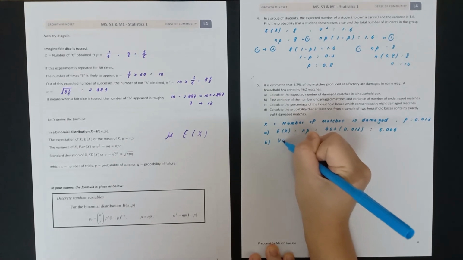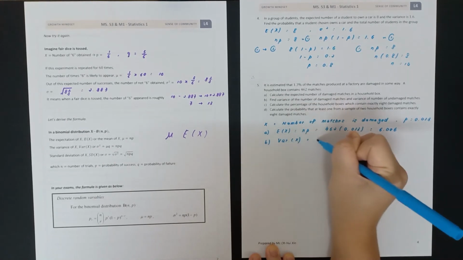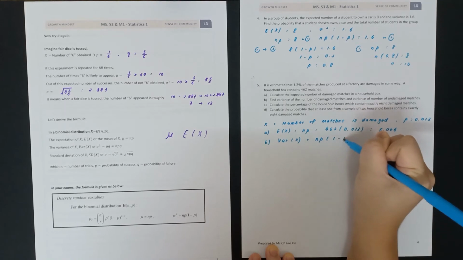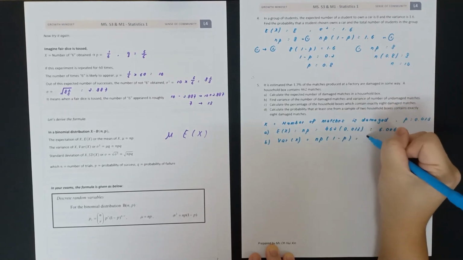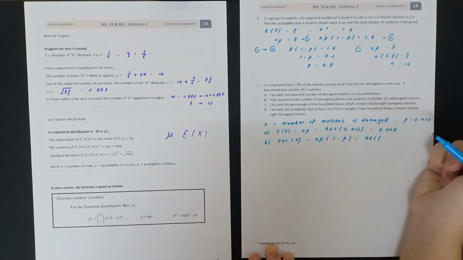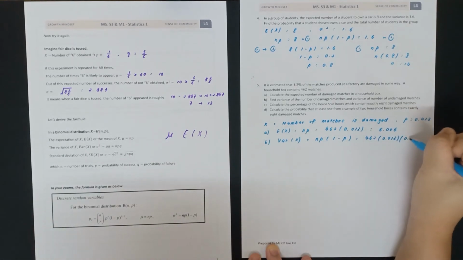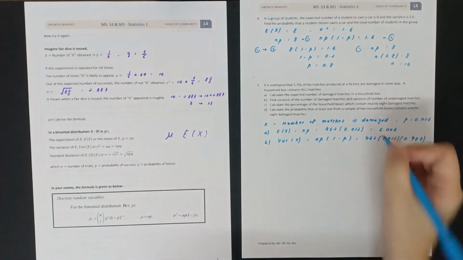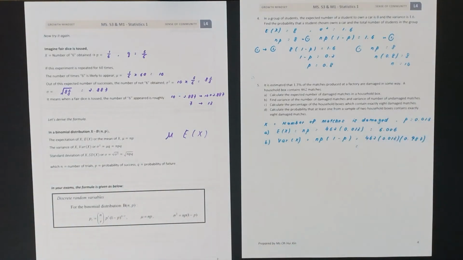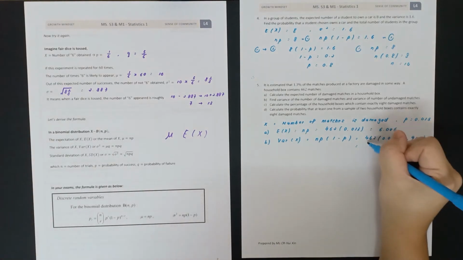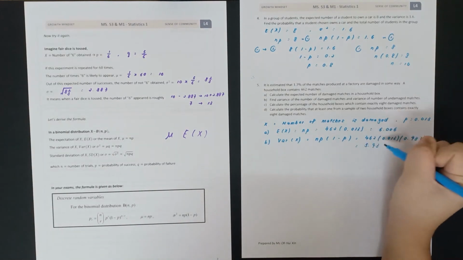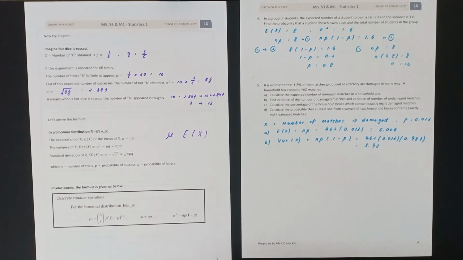Okay, so the variance of X will be equal to np times 1 - p, which in this case will be 462 times your p is 0.013 and 1 - p you will be getting 0.987. Okay, so when you times them together, what is the number that you have? So you will get an answer 5.93. Okay, so this is the variance for the damaged matches.